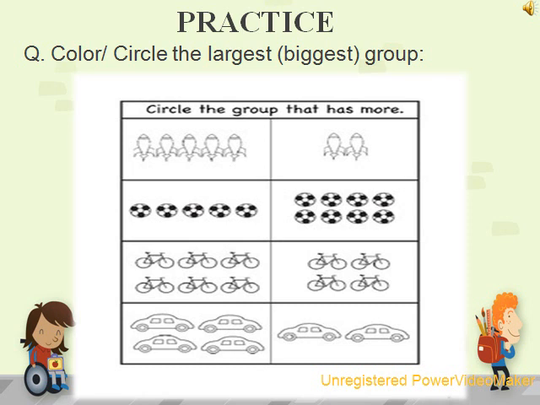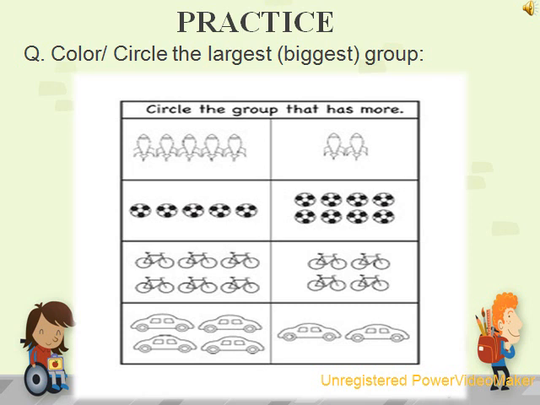Next, footballs. Let us count. 1, 2, 3, 4, 5. 5 footballs are there in the left box. Now let us count the number of footballs in right box. 1, 2, 3, 4, 5, 6, 7, 8. Which is the largest group, children? Right box. So we will color the right box here.